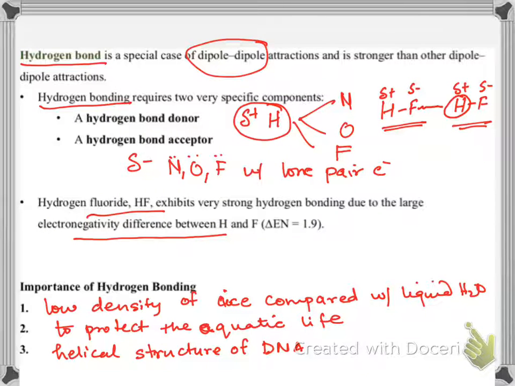Hydrogen bond is a special case of dipole-dipole attraction, and it is stronger than the dipole-dipole attraction that we just studied. Now, it requires two very specific components, a hydrogen bond donor and a hydrogen bond acceptor. So, what is a hydrogen bond donor? It's a partially positively charged hydrogen attached to nitrogen, oxygen, or fluorine. And what is a hydrogen bond acceptor? It's a partially negatively charged nitrogen, oxygen, or fluorine with a lone pair of electrons.